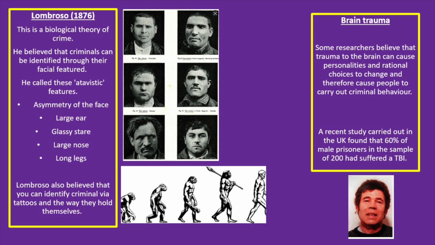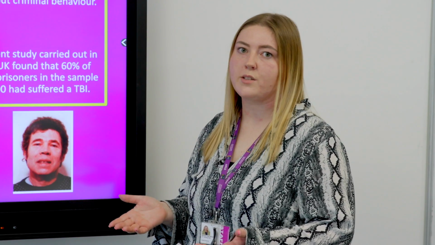The second theory that we're going to look at is brain trauma, which suggests that any kind of brain trauma that someone goes through can lead to criminal behaviour and personalities changing. An example here is Fred West, one of the Moors murderers, who was involved in a motorcycle accident at the age of 17, which some professionals suggest is one of the reasons as to why he carried out such criminal and heinous acts.